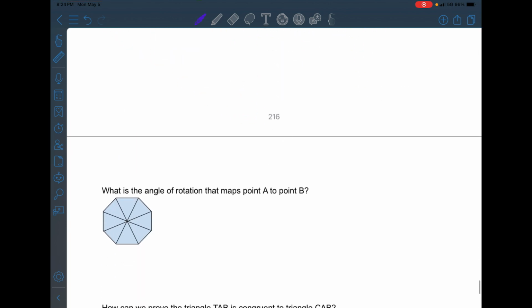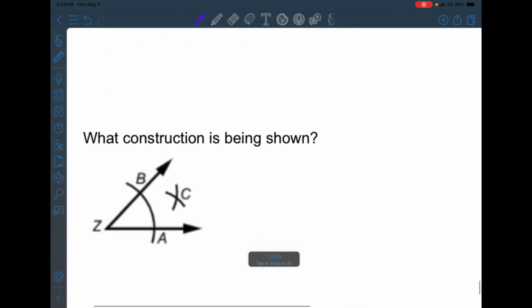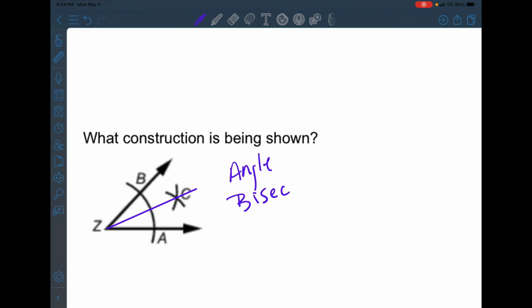Okay, let's move on to this one. What construction is being shown? This is not a completed construction, but there's only one little step left. And so this would be an angle bisector. Bisecting that angle.